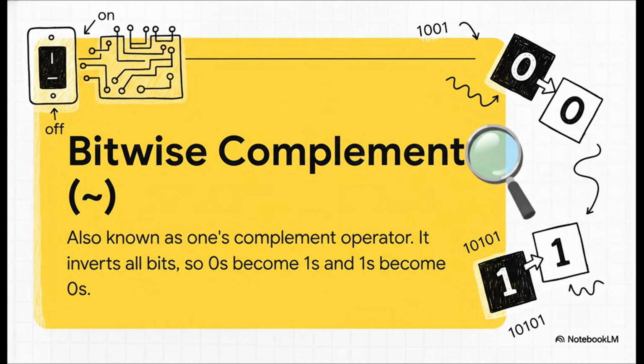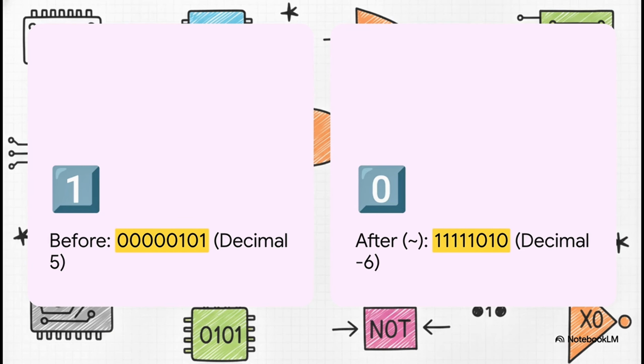Okay, the complement operator, sometimes people call it the NOT operator, is probably the simplest one of all. It's basically a light switch. It just looks at every single bit in a number and flips it. Every 0 becomes a 1, and every 1 becomes a 0. Simple as that. So if we take the number 5, and we're showing it here as a full byte with those leading zeros, and we apply the complement, every single bit gets inverted.